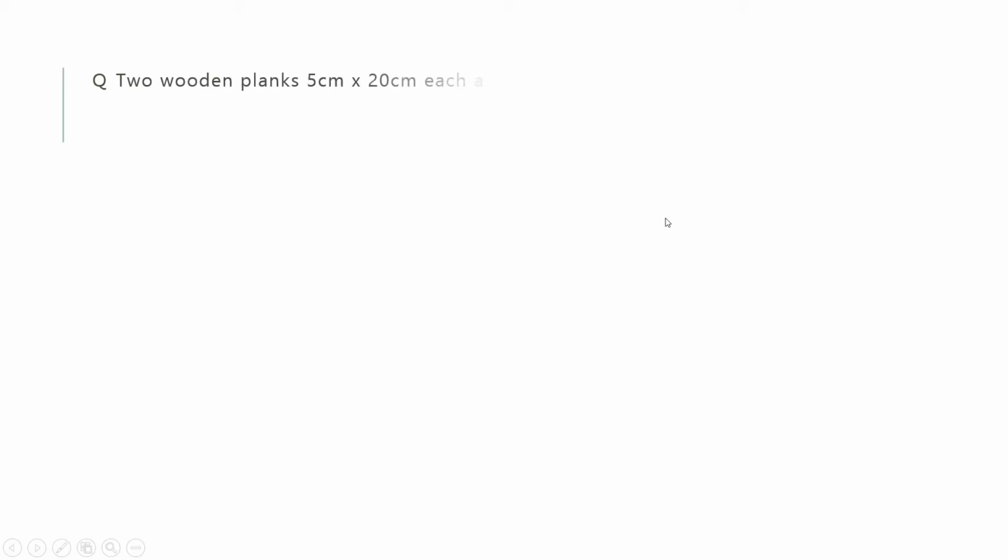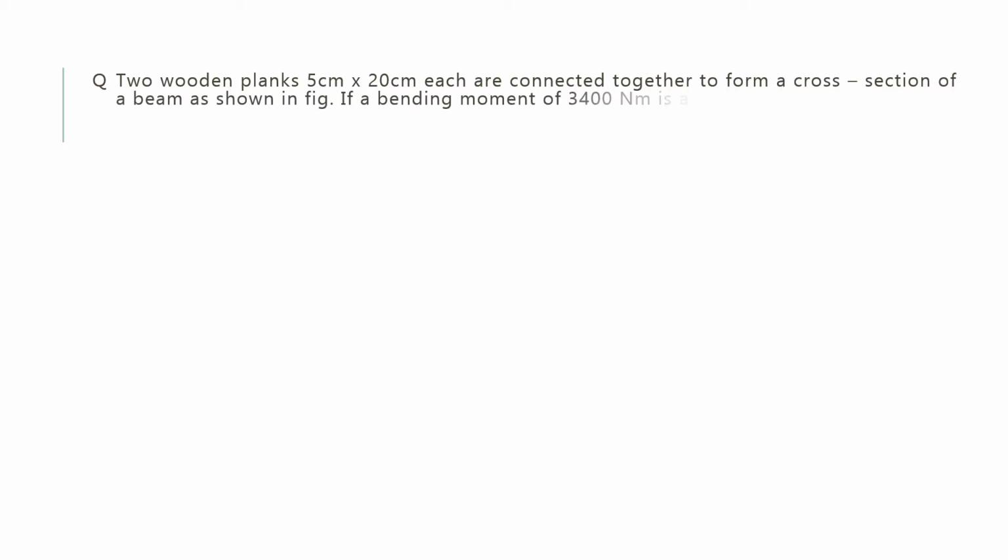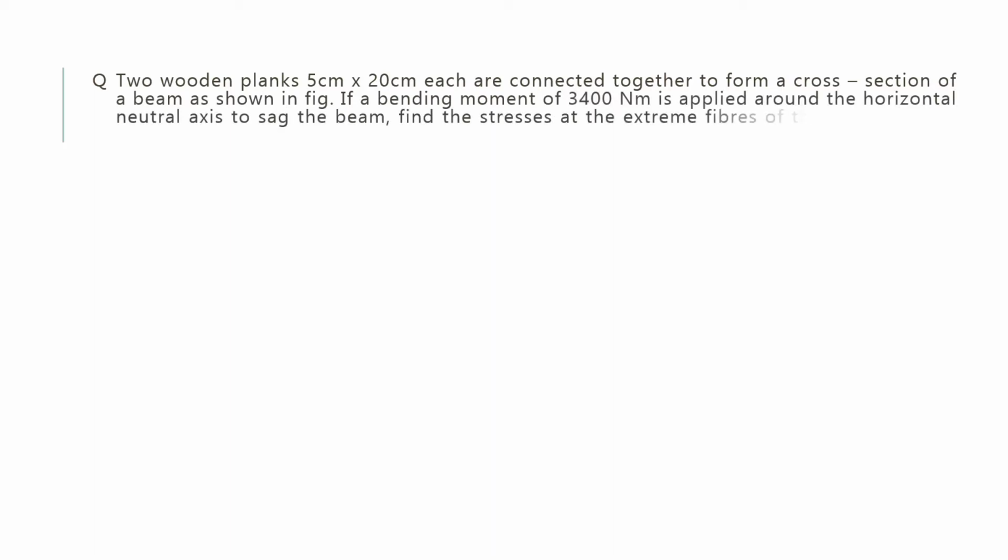So the question is, two wooden planks 5 cm cross 20 cm each are connected together to form a cross section of a beam as shown. If a bending moment of 3400 Nm is applied around the horizontal neutral axis to sag the beam, find the stresses at the extreme fibers of the cross section. Also calculate the tensile force on the cross section.